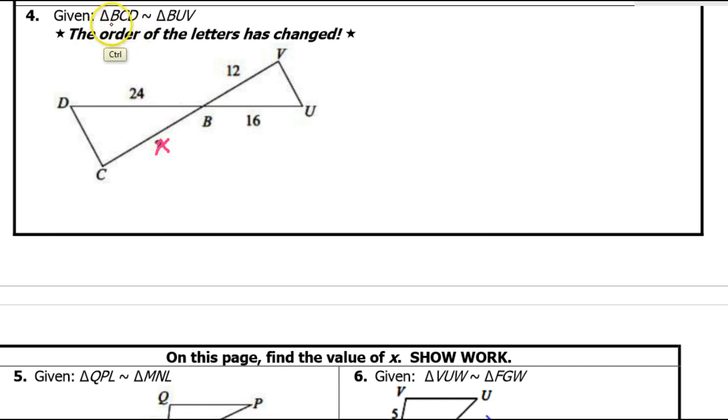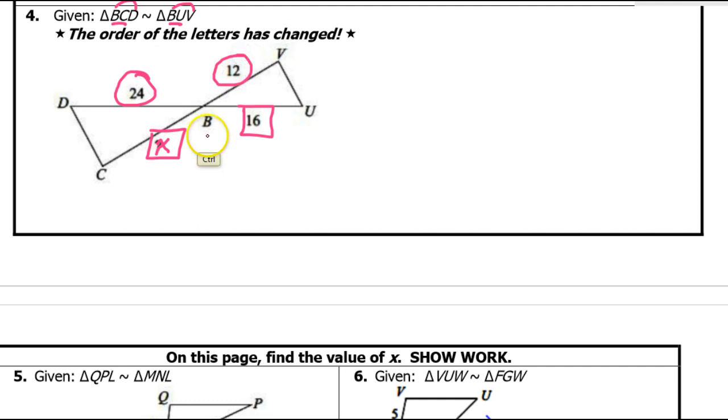BC, okay, which is right here, corresponds with BU. So here's BC, and here is BU, all right? So that's different than it was on the previous problem. And then BD corresponds with BV. So here's BD, and here's BV.